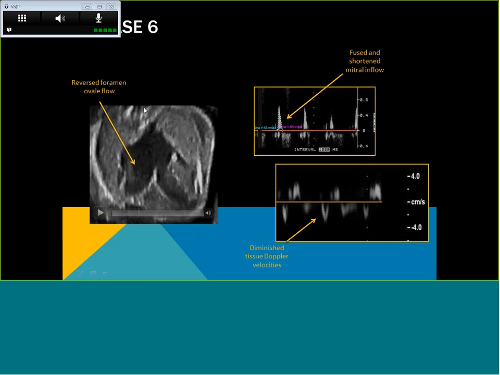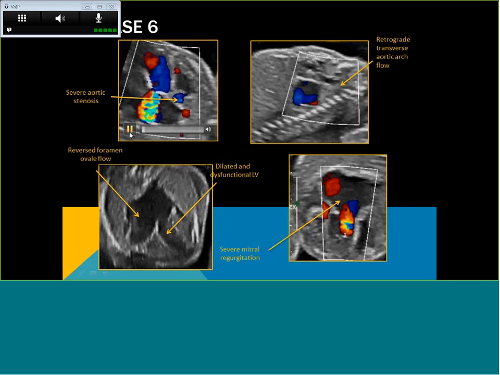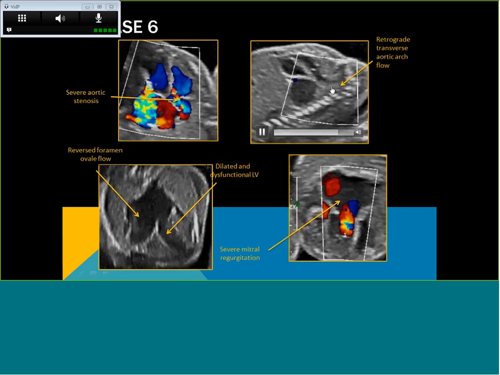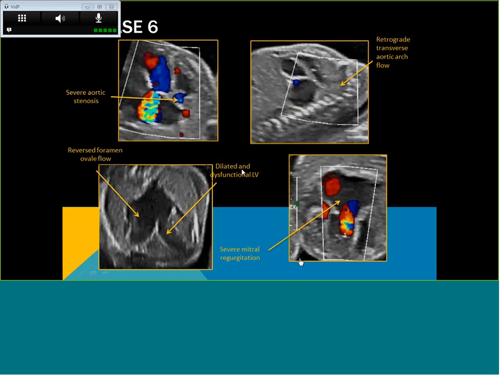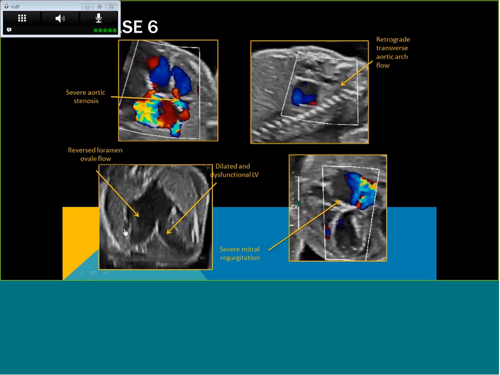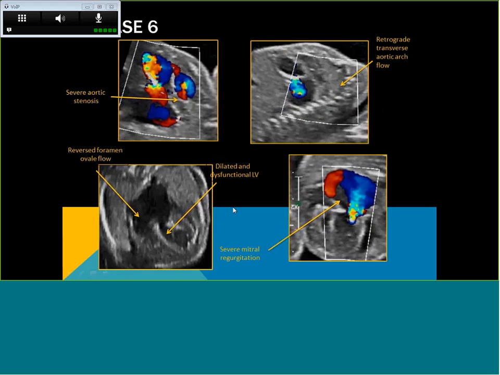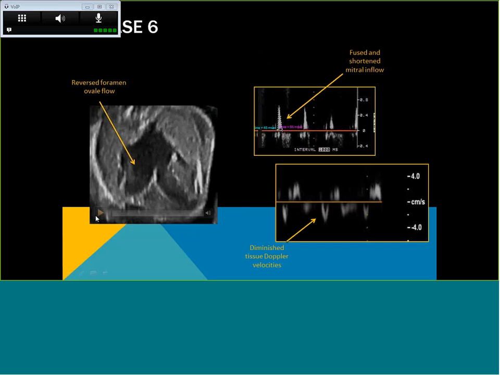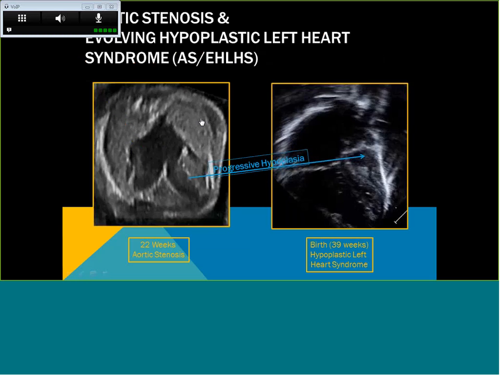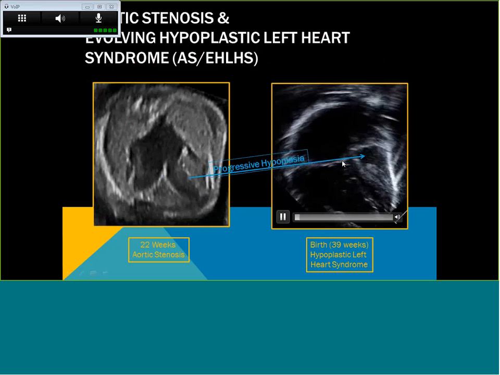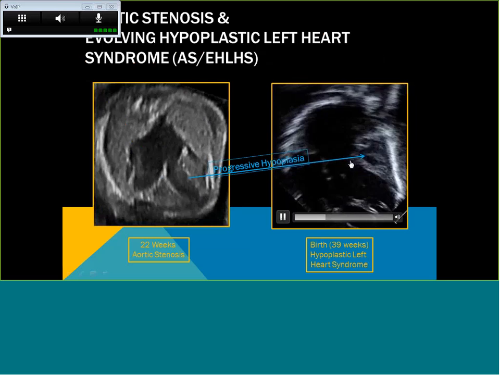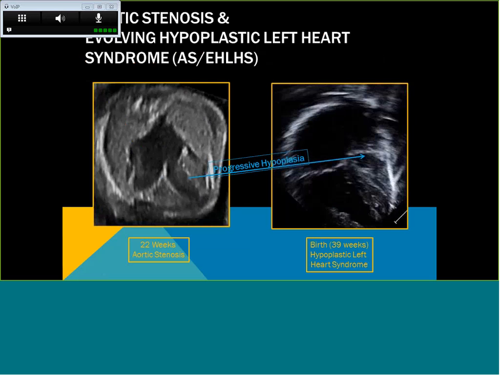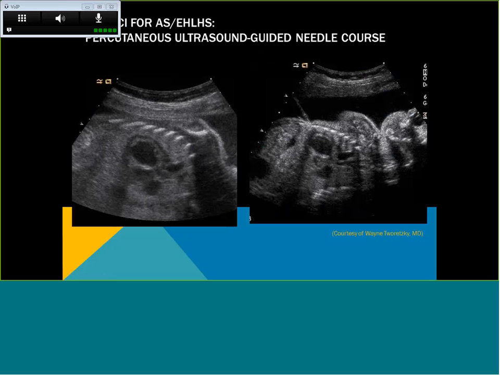What is going on here is that there's actually severe aortic stenosis, so much so that there is reverse flow in the transverse arch. There is significant mitral regurgitation. And there's a dilated and dysfunctional left ventricle. There is diastolic dysfunction as well. That's the left atrial enlargement, abnormal mitral inflow, abnormal tissue Doppler there. And this is a case of fetal aortic stenosis and evolving hypoplastic left heart, where one can consider fetal intervention, which looks something like this.